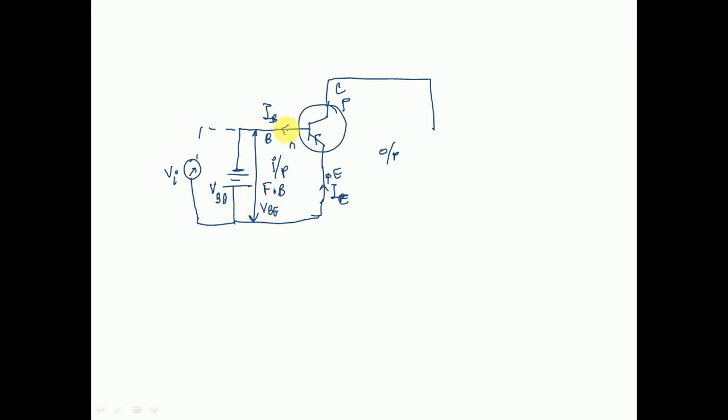VBE is the difference between the potentials of the base and the emitter, while VBB will include all the other aspects like the resistance of the conducting wire and everything. So the VBB and VBE are slightly different. Now, please do one thing.